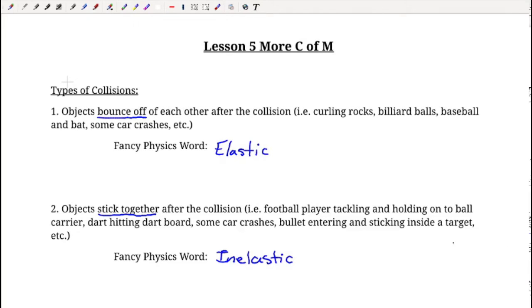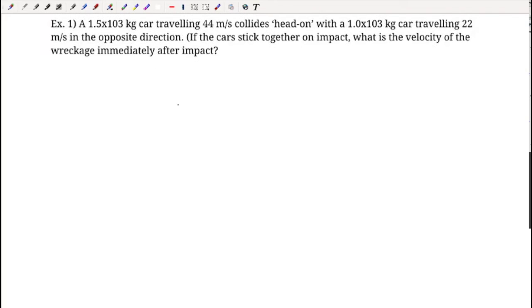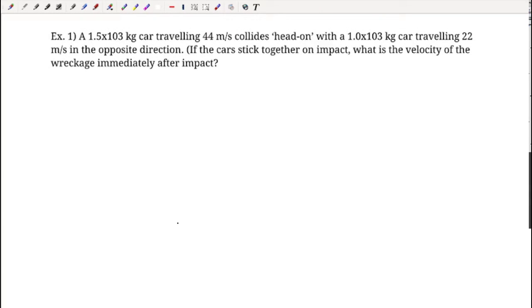Okay, so we're going to use that terminology to classify the collisions we're going to see in today's lesson. So let's keep going. Example number 1. A 1.5 times 10 to the 3 kilogram car traveling at 44 meters per second collides head-on with a 1 times 10 to the 3 kilogram car traveling at 22 meters per second in the opposite direction.